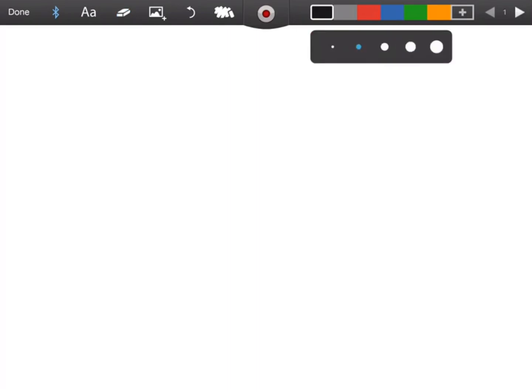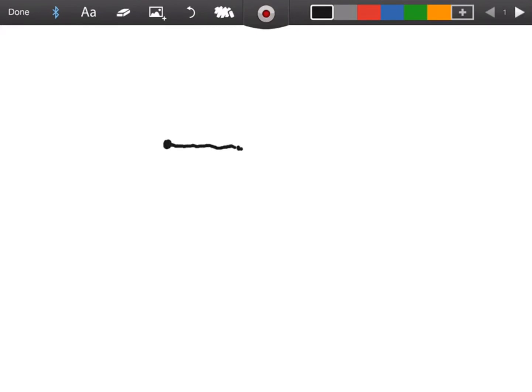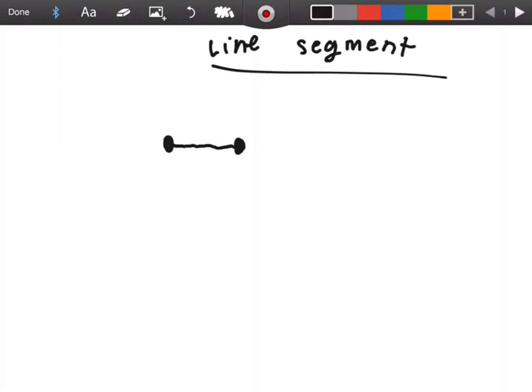Next thing we're going to learn about is called a line segment. It's like two big dots, a line, two big dots. It's basically just a portion of that line, and it's marked with two capital letters. So this is called a line segment. It's marked with two capital letters, and it's a portion of the line. So let's mark it with the capital letters here.